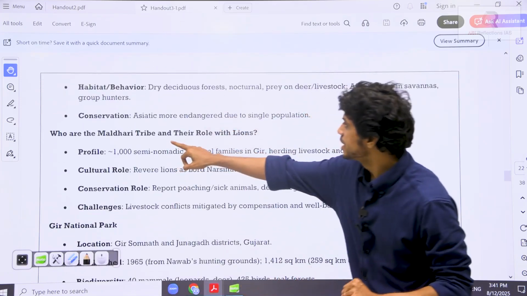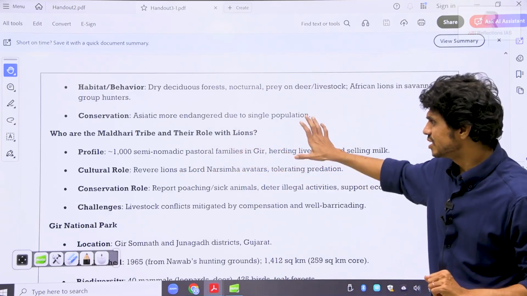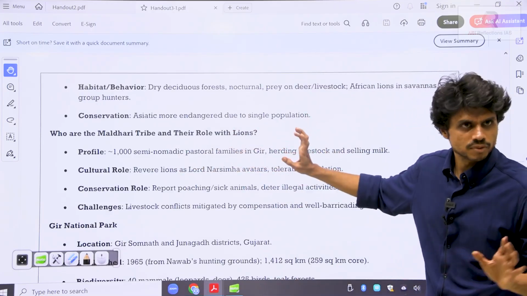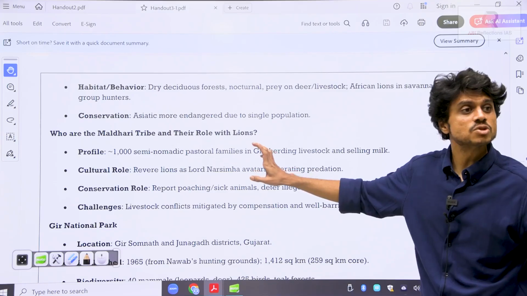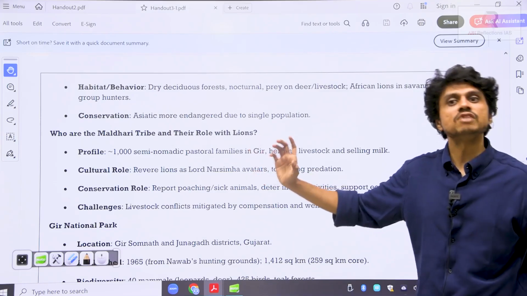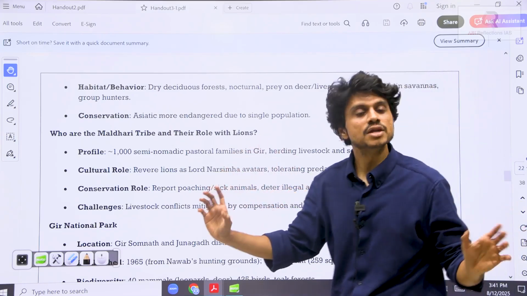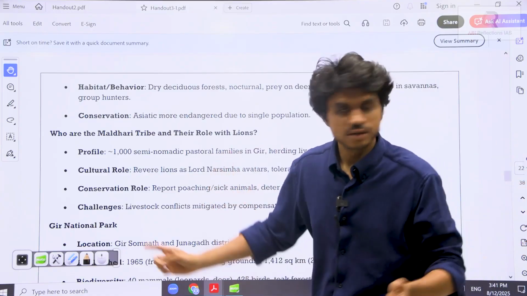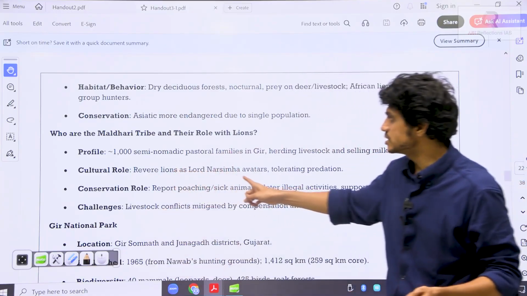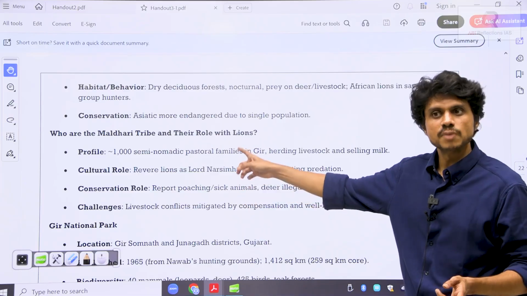See, here we discussed the Maldhari tribes. Here we don't have to see all this. Just see, previously when we discussed the sacred groves, I told you about a forest, where in some areas they try to protect. Here also, they see this lion as the Lord Narasimha avatar, and these Maldhari tribes are protecting it.